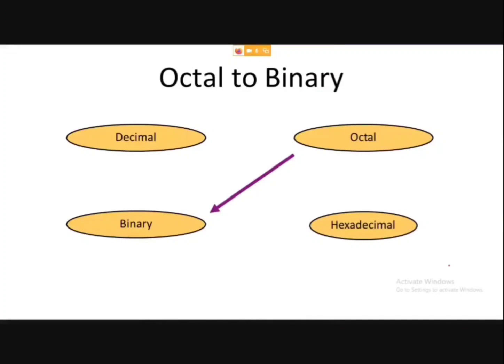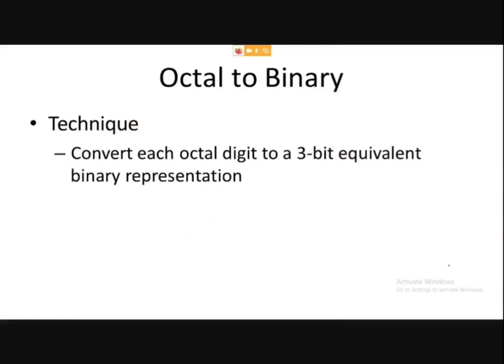Now for octal to binary. One possibility is that we can move from octal to decimal, which we have already done, and then from decimal to binary, which is something we have already covered. So it can be a two-step process, but there exists a direct method for octal to binary conversion. For this, we convert each octal digit into its 3-bit binary equivalent.